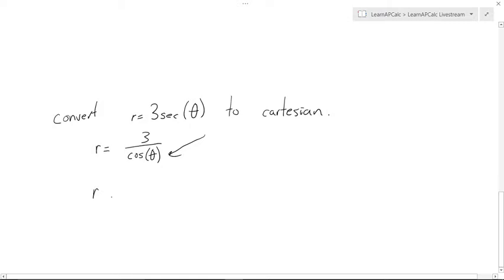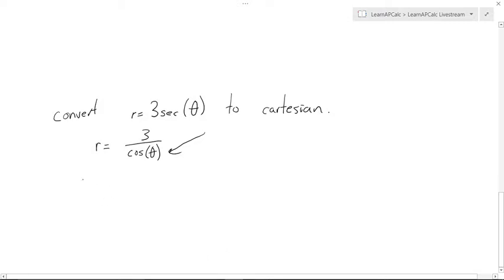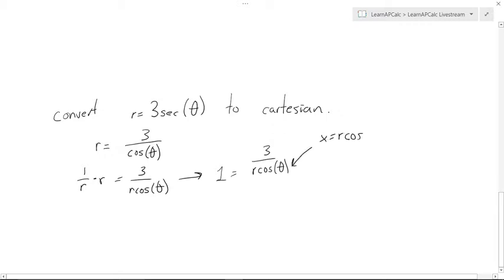So to get r cosine theta, I need to multiply both sides by 1 over r. So 1 over r times r equals 3 over r cosine theta. Okay, and so simplifying this, we get 1 equals 3 over r cosine theta. And this right here, we can substitute, knowing the equation x equals r cosine theta.